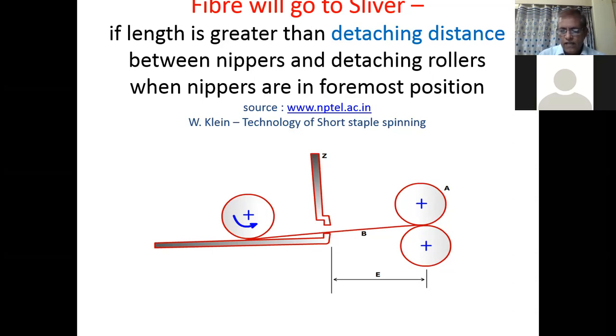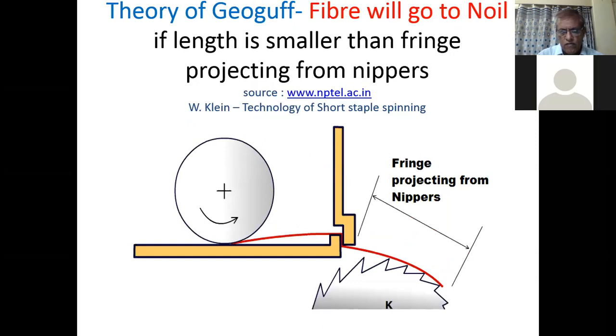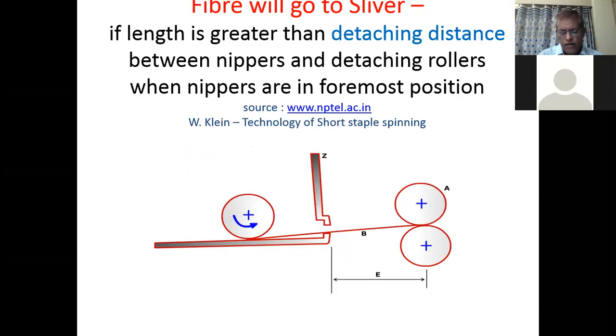So now we have studied how the fibers are going to the noil and what are the chances that fiber will go to sliver. So both cases we have studied. We can now revise it: any fiber which is shorter than the fringe projecting from the nippers will go to the noil, and any fiber which is greater than the distance between the nippers and detaching roller when the nippers are in foremost position will go to the sliver. Now we will apply these two rules to the counter feed and concurrent feed.